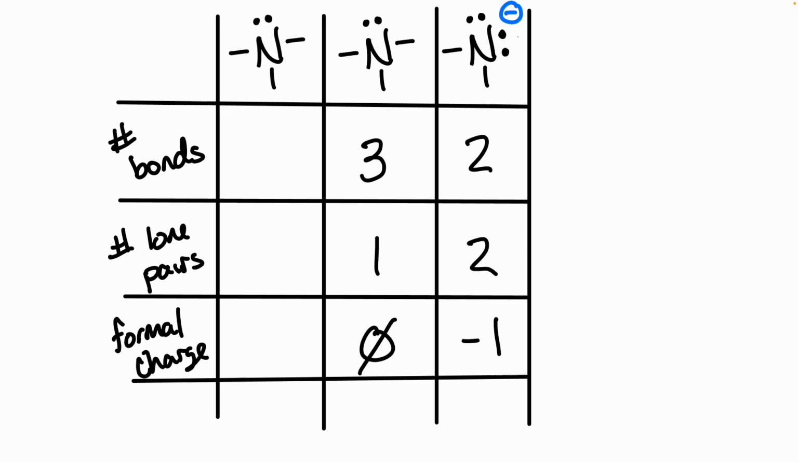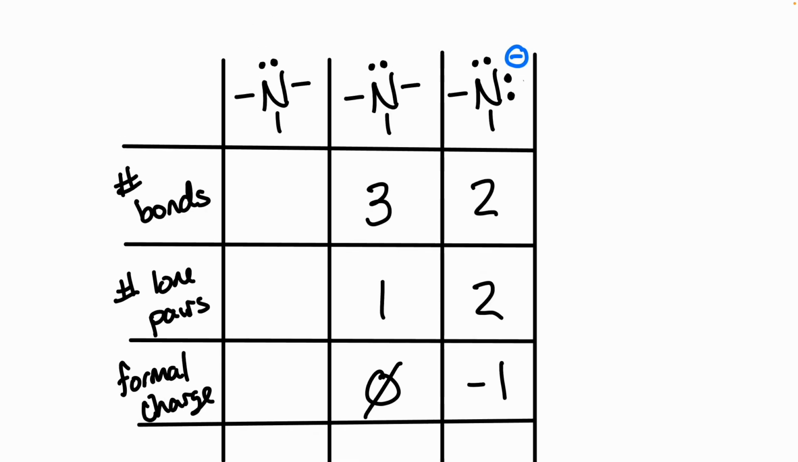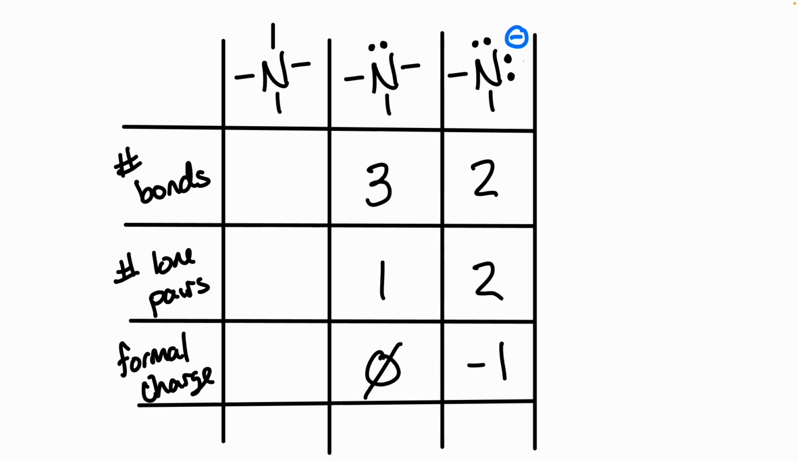And if I do the exact opposite, I take that lone pair and make it into a new bond, a bonding pair. So I increase the number of bonds and decrease the number of lone pairs. That has the effect of giving that nitrogen a positive formal charge.